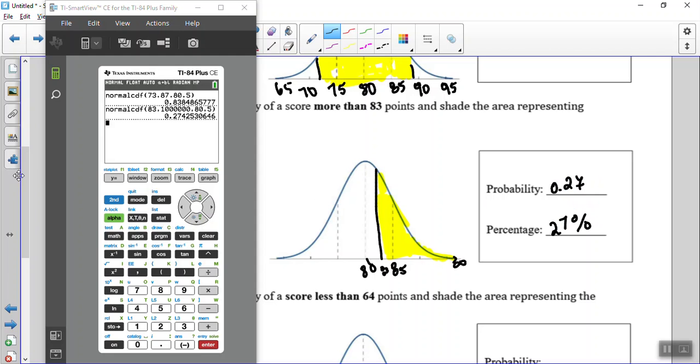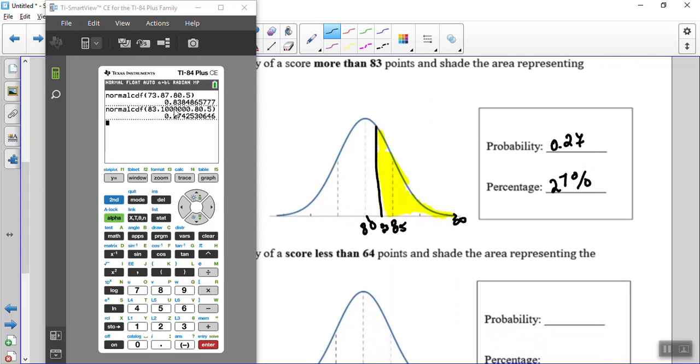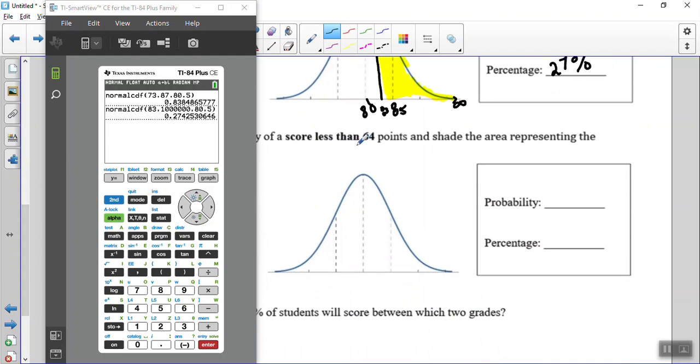Okay, but just make sure you put a bunch of zeros here. Okay, and then the last type of problem you have is a score less than 64. Less than 64 would be, so we had 80, 75, 70, 65. So 64 is somewhere over here. This is 64, and we're looking at a score less than 64. It's actually a tiny little percentage right here, tiny.